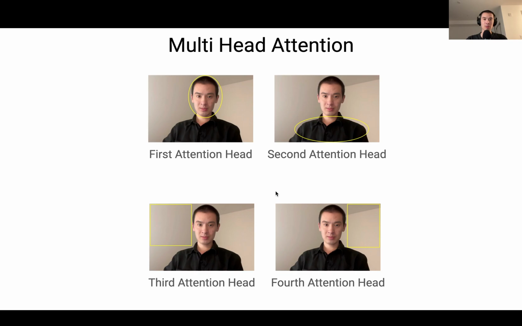Another way you can think about multi-head attention is of this picture of me. Now, obviously, the most obvious part of this picture is my face, so the first attention head will focus on that, and maybe the other attention heads will focus on less obvious things, like what I'm wearing, what's over my right shoulder, and what's over my left shoulder.